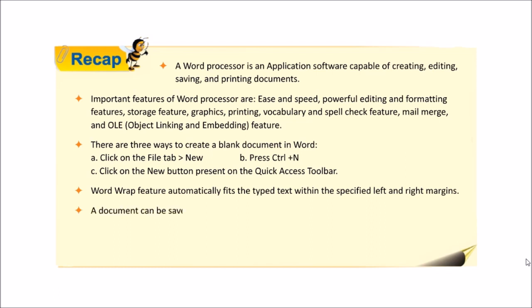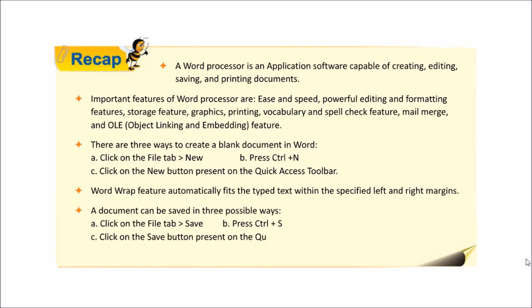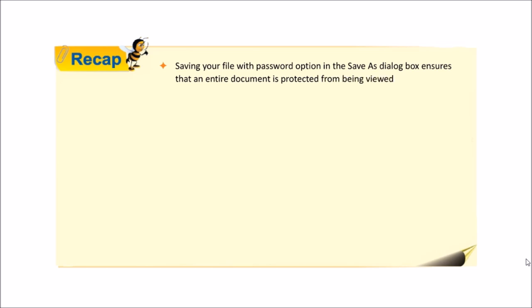A document can be saved in three possible ways. A. Click on the File tab, then go to Save. B. Press Ctrl+S. C. Click on the Save button present on the Quick Access toolbar. Saving your file with the password option in the Save As dialog box ensures that an entire document is protected from being viewed by others.